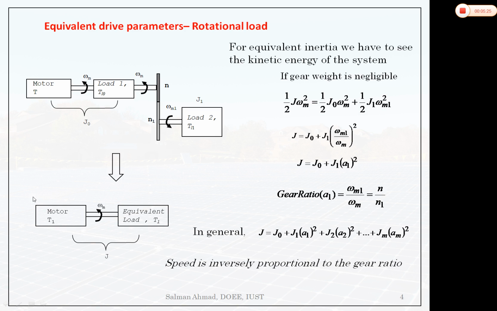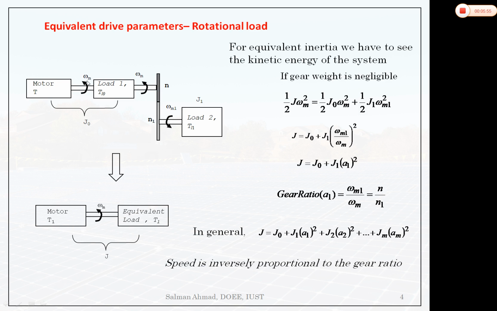So the energy associated with this system will be half J omega m square. Now this energy will be equal to the energy of the other system. This load is directly coupled to the motor, and it has J naught as moment of inertia. So this load and this motor combined have moment of inertia J naught. So the energy associated with this block will be half J naught omega m square.